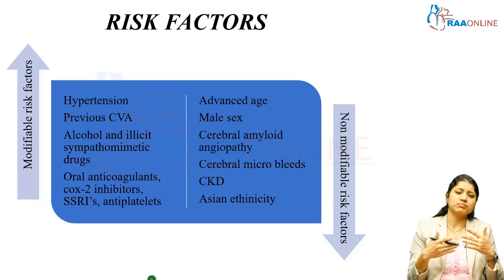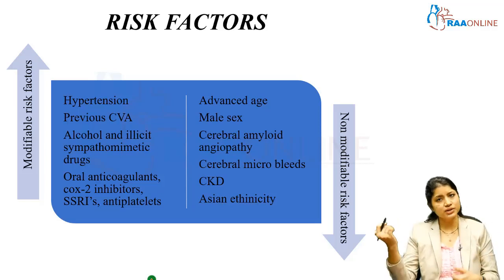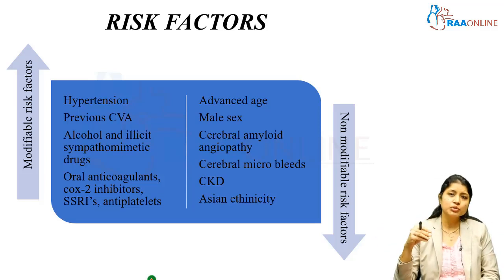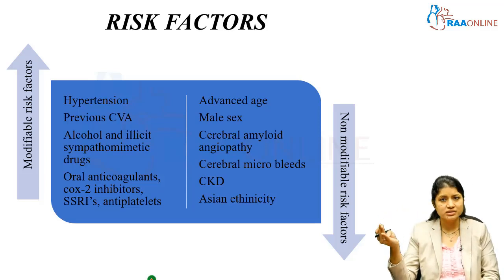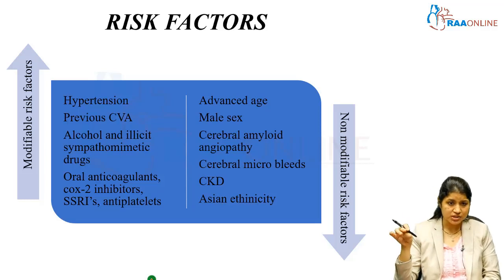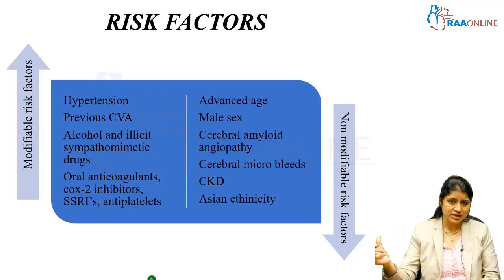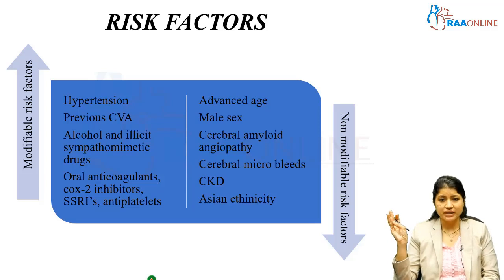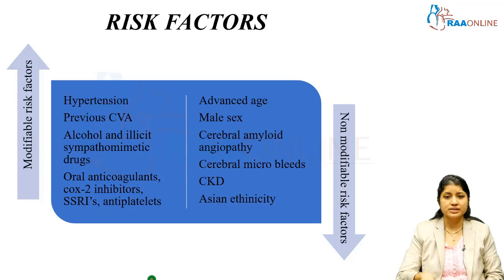For easy comprehension, we divide them into modifiable risk factors and non-modifiable risk factors. Among the modifiable risk factors are hypertension, previous CVA, alcohol and illicit drug abuse, usage of oral anticoagulants or antiplatelets, which is very common, or usage of COX-2 inhibitors or SSRIs. The non-modifiable risk factors would be advanced age, male sex, cerebral amyloid angiopathy, Asian ethnicity, cerebral microbleeds, aneurysm formation or familial aneurysmal complications, or CKD.